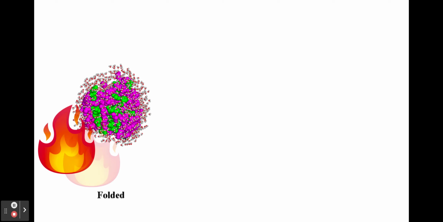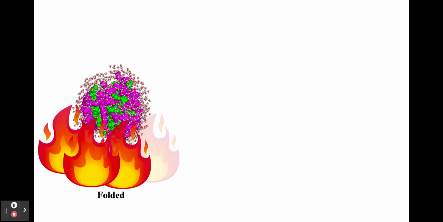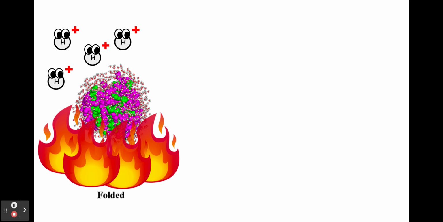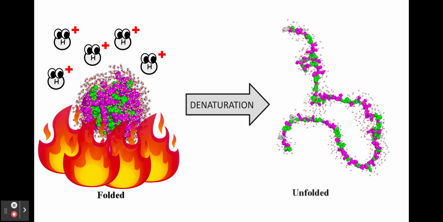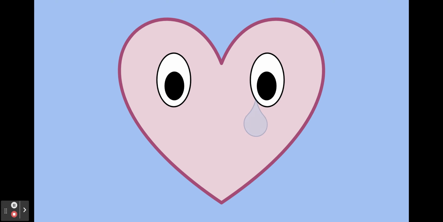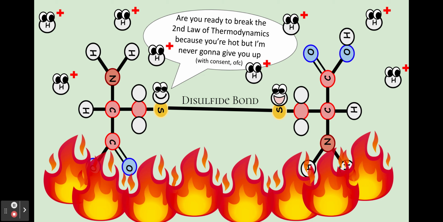However, if the temperature or pH strays too far from that protein's ideal range, it undergoes a process known as denaturation, in which the protein unfolds because its bonds break under those conditions. That is why eggs solidify and change color when they are fried. I guess that when times get rough, sometimes relationships just don't work out. It's sad, but it's true. The disulfide bond, though, is the strongest interaction, making proteins with more cysteine amino acids more resistant to denaturation. Talk about a stable relationship.